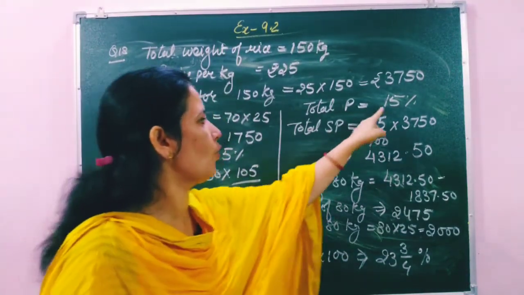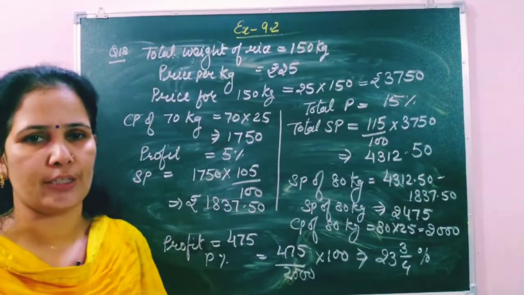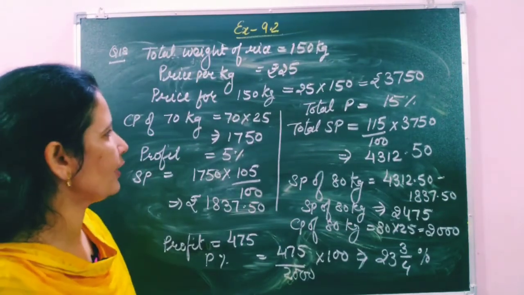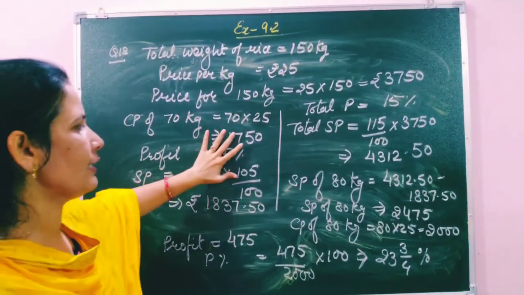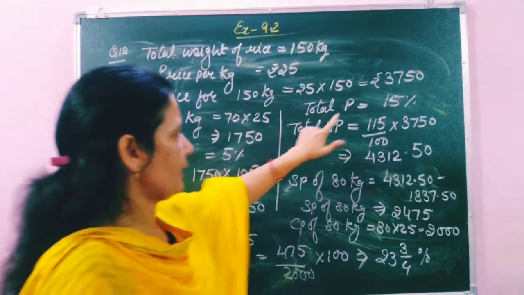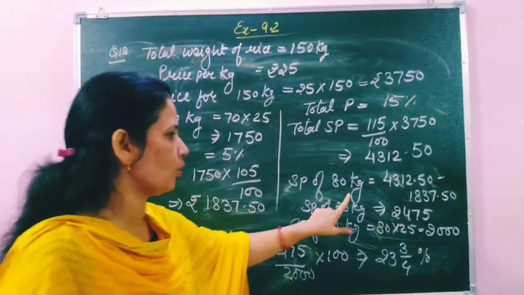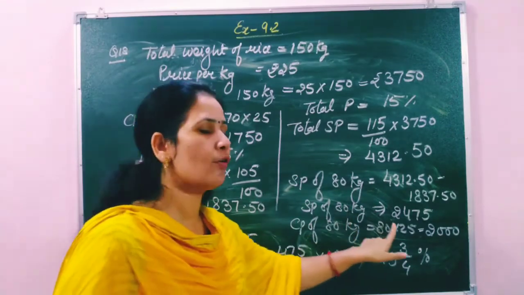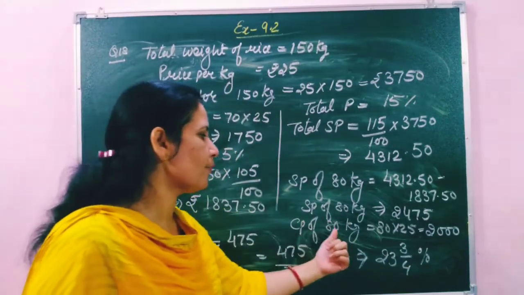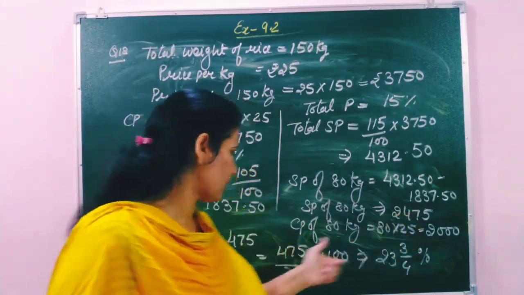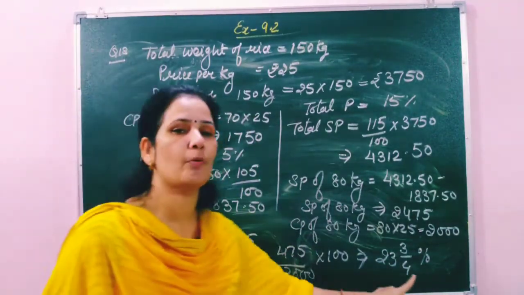This is to get the overall 15% profit. Okay students, what did we do here? First we found the SP for the 70 kg and the SP for the 150 kg. Then we took the difference of both SP. Then we got the SP for 80 kg. Then we found the CP for the 80 kg and subtracted, that is our profit, and then we found the profit percentage.